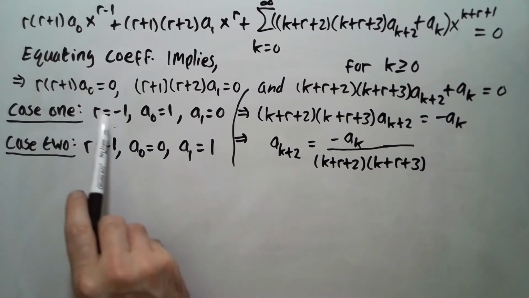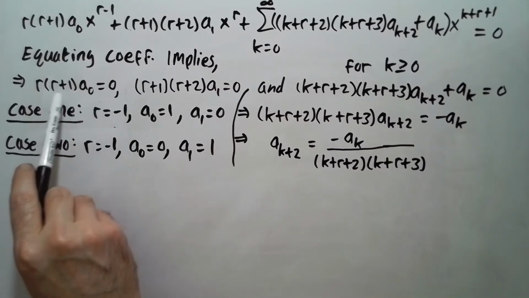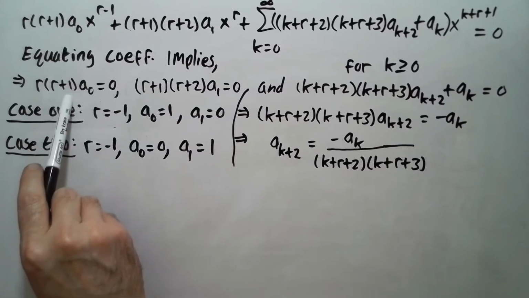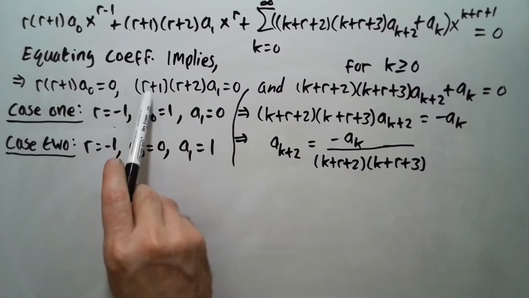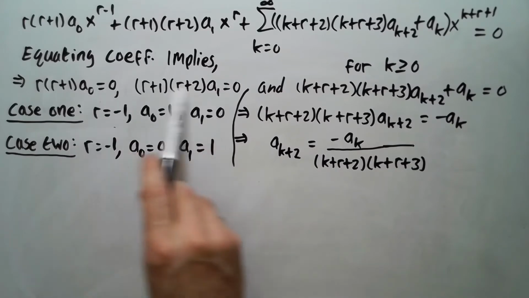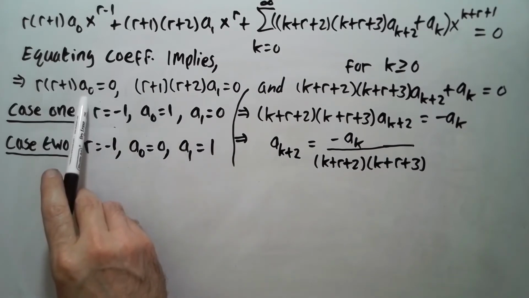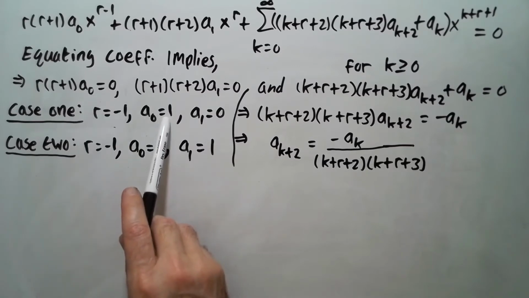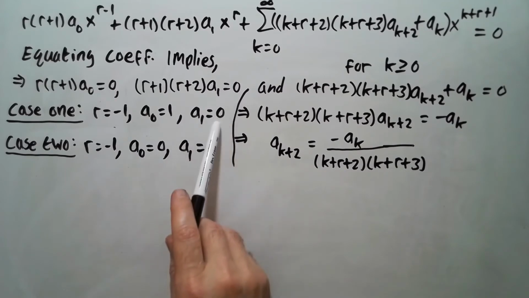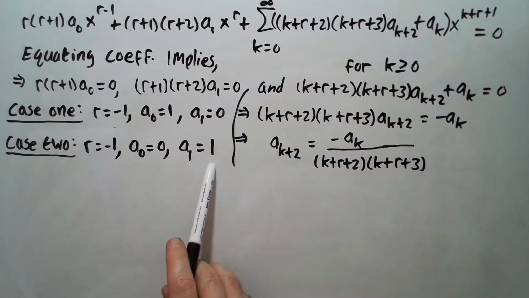If I chose r to be minus 1, that would make that one true because you have an r plus 1, so minus 1 plus 1 would be 0. And that would be 0 also. That means you're free to choose whatever you want for a0 and a1. So I can choose a0 to be non-zero, say 1 for convenience, and a1 to be 0. Or I could choose a0 to be 0 and a1 to be 1. Let's consider case 1 first.